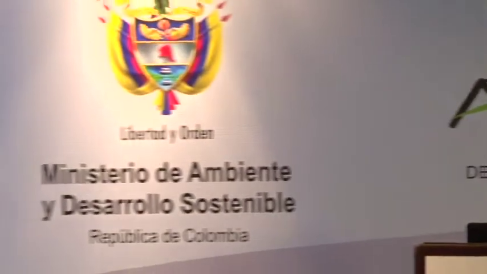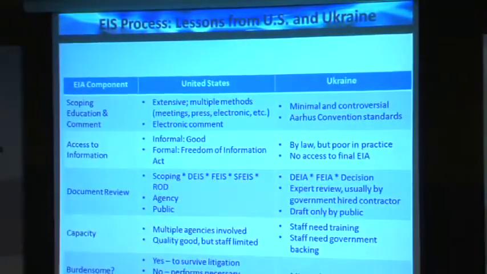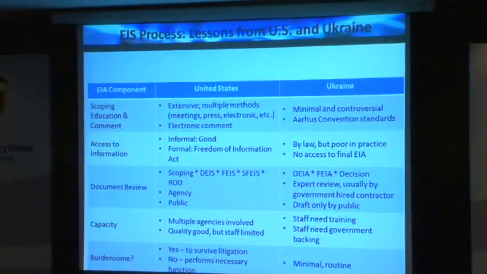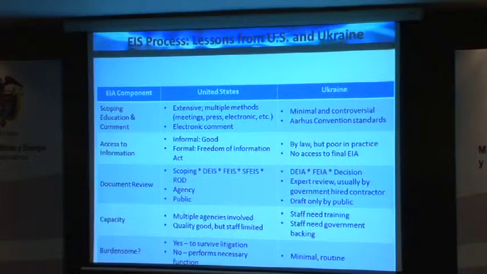A little bit more in terms of scoping. This is one of the most important parts of environmental impact assessment. And in the U.S., the scoping, which includes both education and comment by the public, is extensive. And there are multiple methods used. There are meetings, there are press conferences, there is electronic information spread, there are hard copies of information spread. So it's a very detailed process.